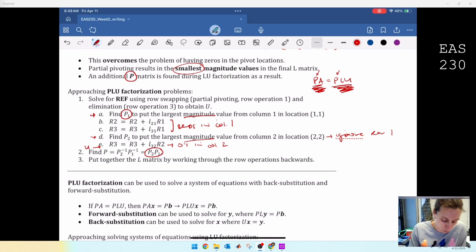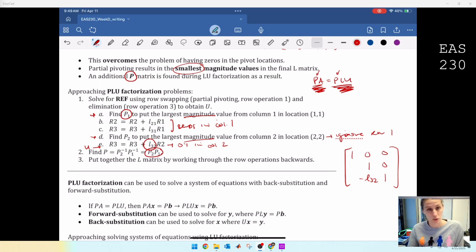To put L together, we just work our way back through our row operations, where we start out like this. For L32, we put negative L32 in the 3, 2 location. And then we perform the same row swaps that we did in step D. So these might change. When we do that, then we go ahead and put these multipliers, so negative L21, negative L31, in their corresponding locations. And then we do our last set of row swapping based on step A.